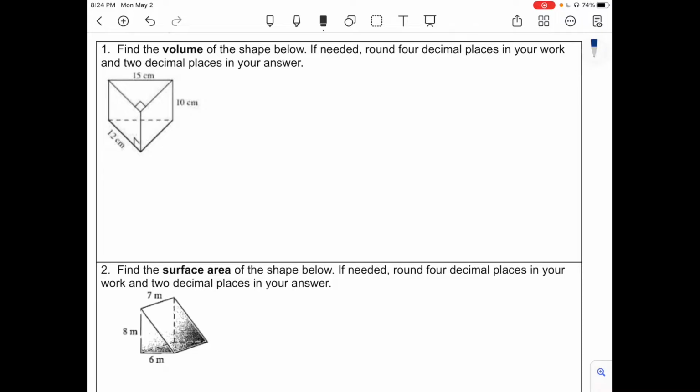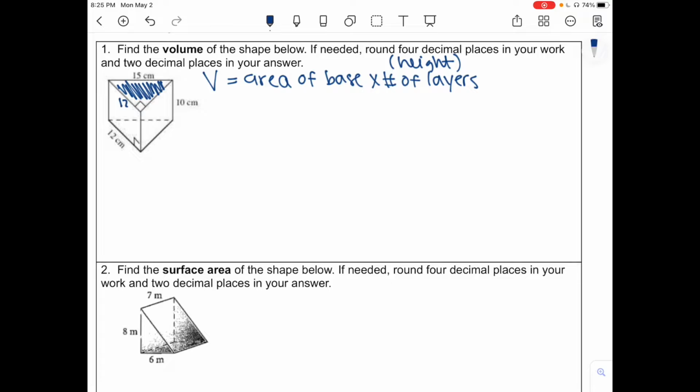So I need to say volume equals area base, and this should come straight from your toolkit, times number of layers. You may have written height here instead. It is the same. So the shape of the base is a triangle. I like to shade over it to help me with my work. And then I'm going to pull that 12 up here to mark it. So then I'm going to take that triangle out.